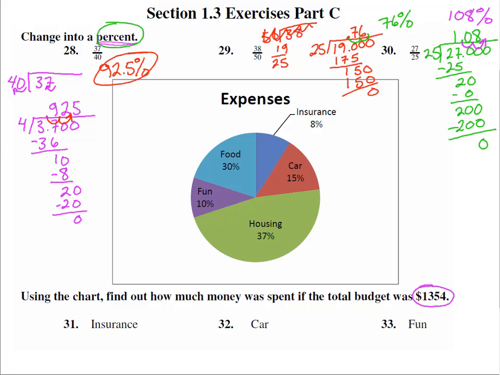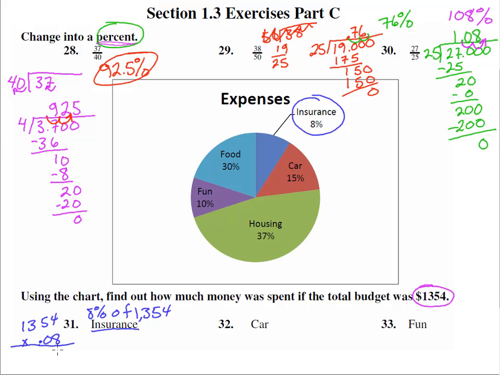Number 31. Using the chart, find out how much money was spent if the total budget was $1,354. Oh boy, the insurance one, that's insurance is 8% up here. So insurance is going to be 8% of 1,354. In order to do this, we've got to remember what these are. 8% is 0.08. Of means times, and 1,354.